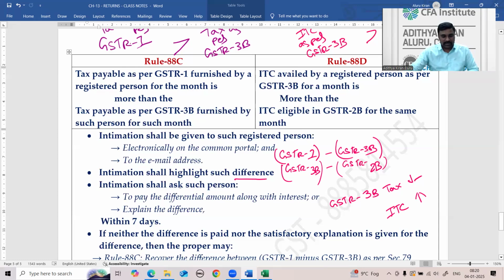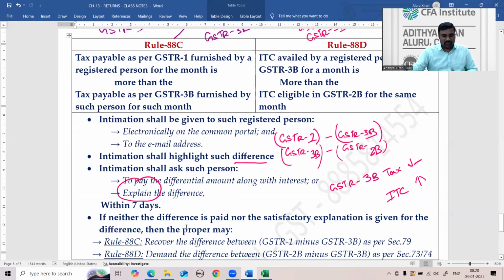Okay, so the intimation shall ask the person either to pay the difference or to explain the difference. Pay or explain. Either pay the difference or explain the reason for the difference. Is there any mistake in GSTR 1 which you have rectified in GSTR 3B, or is GSTR 2B wrong, but your calculation is correct? You have to explain that within 7 days.